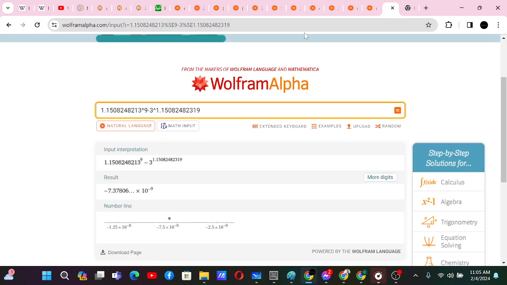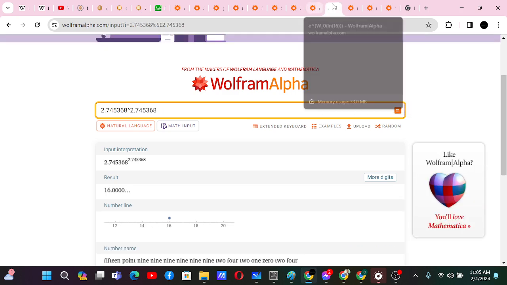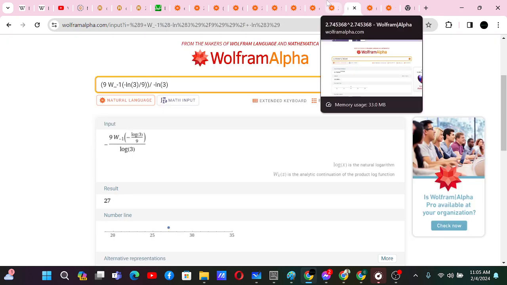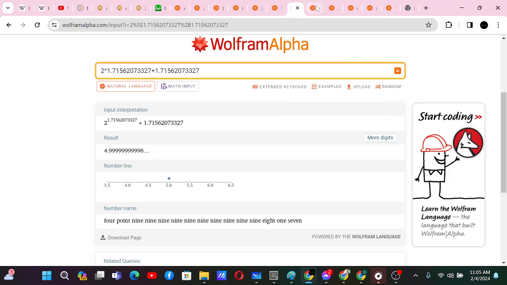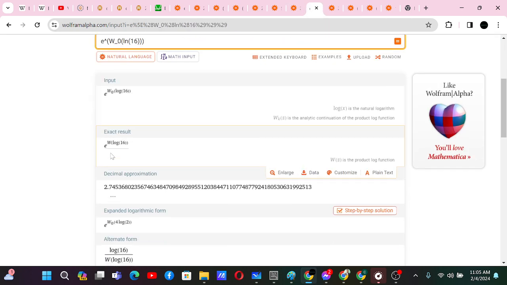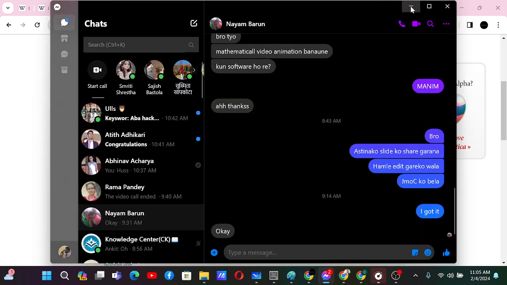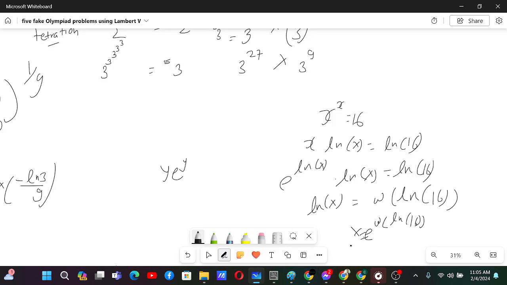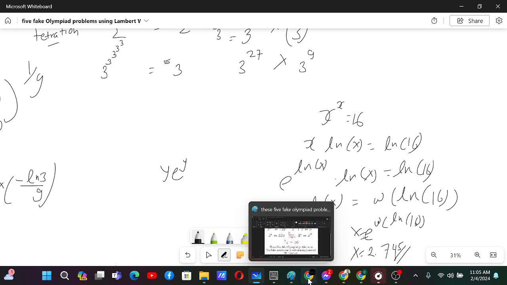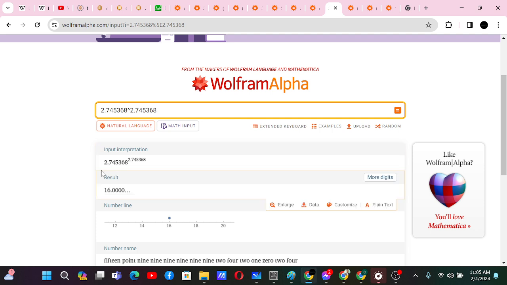Now again, use Wolfram Alpha. Wolfram Alpha is in fact a really powerful tool, to be honest, because other calculators might not be able to solve this, but it does. So x equals 2.745, and that is the answer. If you just want to check that it's the correct answer, I have already done that. 2.745 to the power 2.745 is just 16, and that's correct.